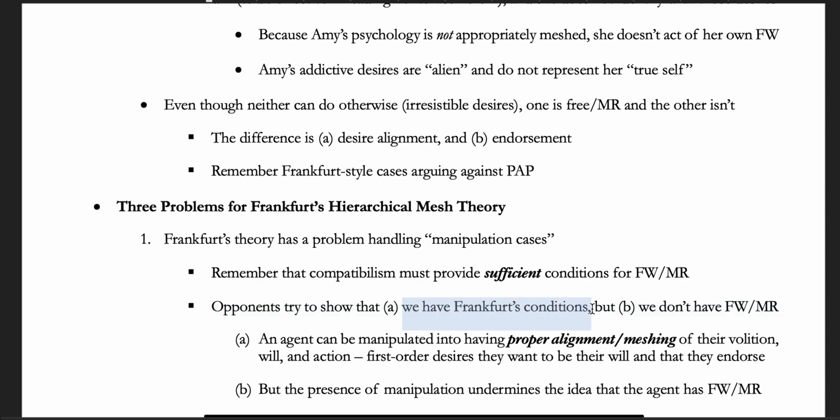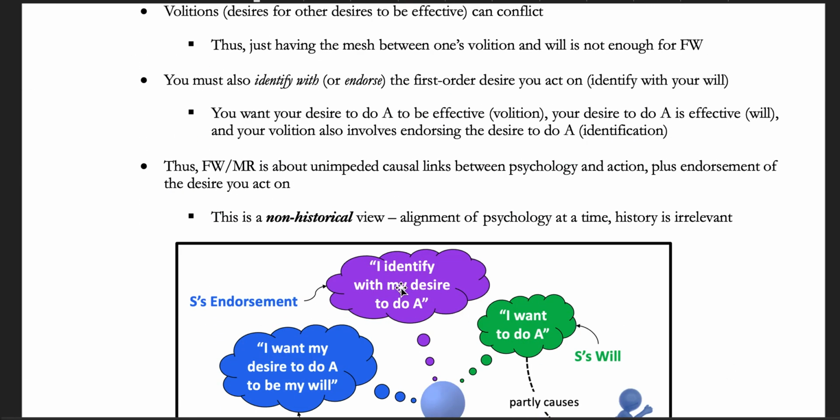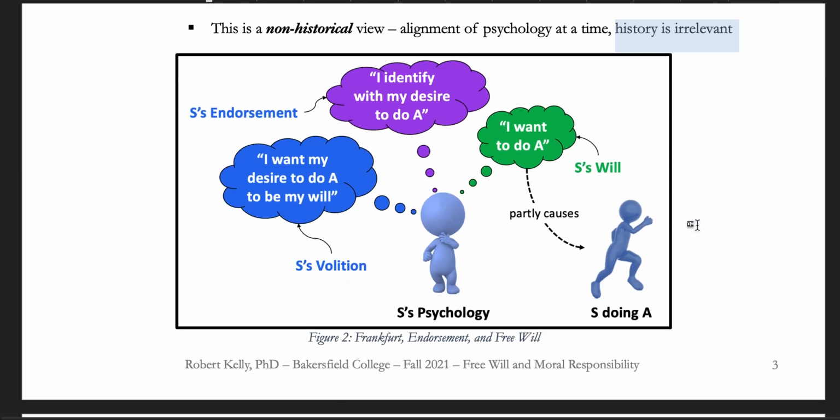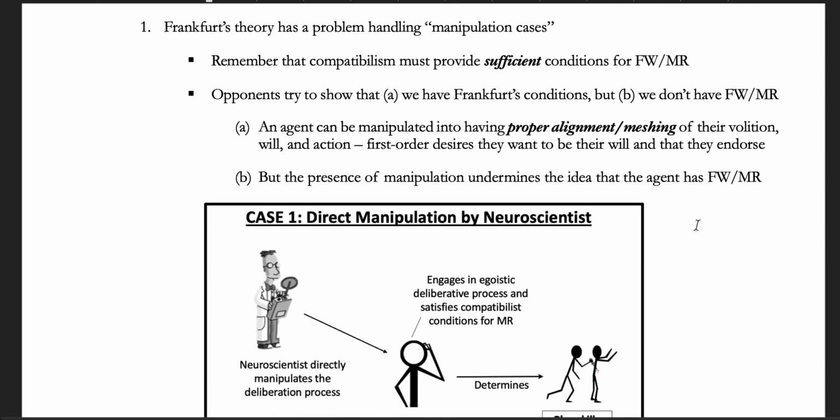And so opponents have tried to show that you can get all those conditions. You can get someone with the right kind of mesh in their psychology, but you get it through manipulation. You can have someone be manipulated into having proper alignment, but since they're manipulated, it seems like it undermines the idea that they're free and responsible. Now remember that Frankfurt's view is non-historical. It doesn't care about the history. It doesn't care about how the alignment came about. It's about the alignment of psychology at some time, not concerned with how it came about, which means you can bring it about by manipulation.